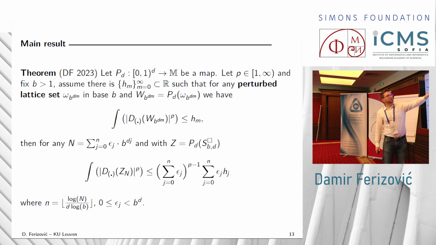So assume we have a projection from the hypercube [0,1]^d to some measure space M. Now choose any p between 1 and infinity, and a base b which is bigger than 1. And now let's assume we have a sequence of points such that for every perturbed lattice set as introduced in base b, the map of this perturbed lattice set is now a point set in M, and the integral symbol of this discrepancy to the power p is bounded by H over M. So that's the assumption.